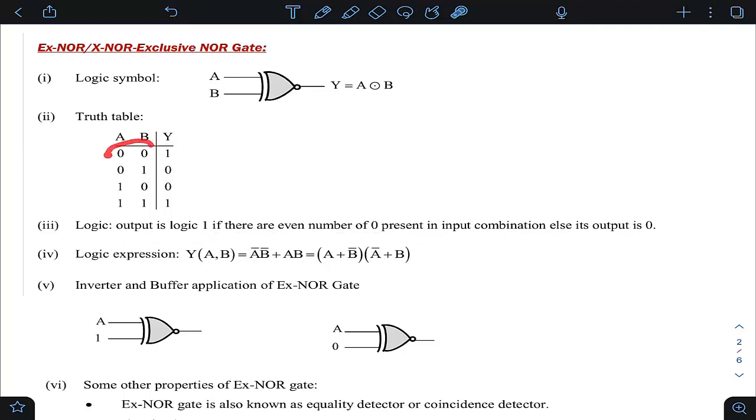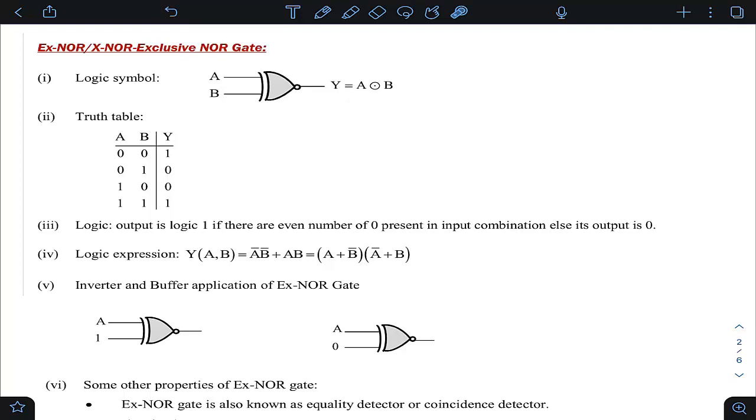So in the first case, 0, 0, how many 0s are there? 2 zeros. Is 2 an even number? Yes. So there is an even number of 0s on the input side, output is 1. Here there are 2 ones on the input side, 2 is an even number, so output is again 1. So here 1 zero, an odd number of 0s, output is 0. So here 1 zero, odd number of 0s, output is 0.